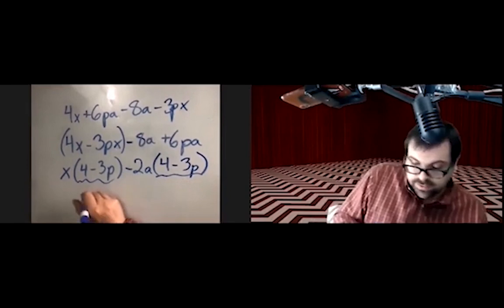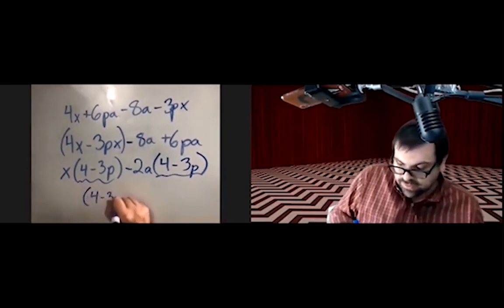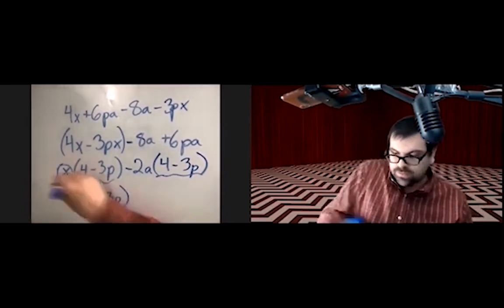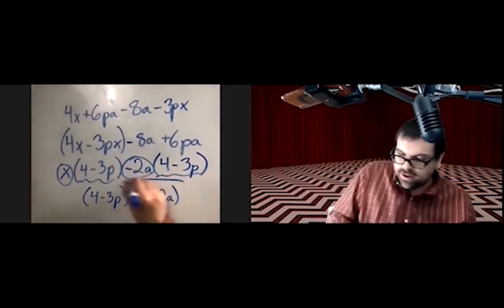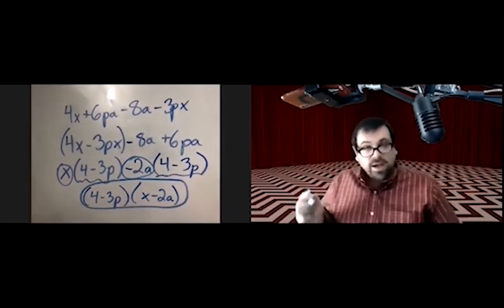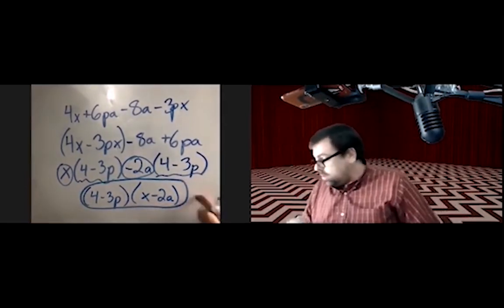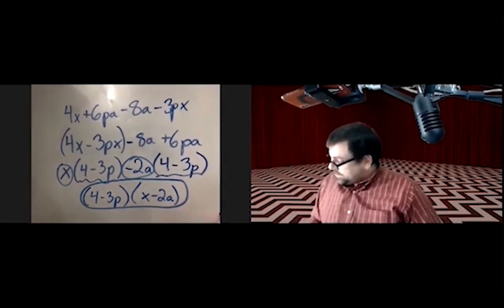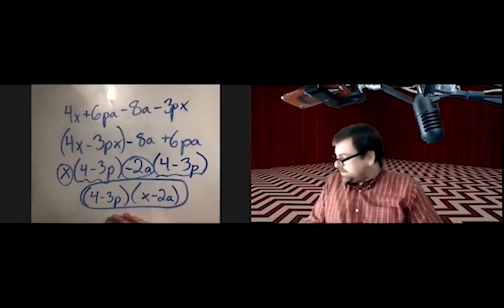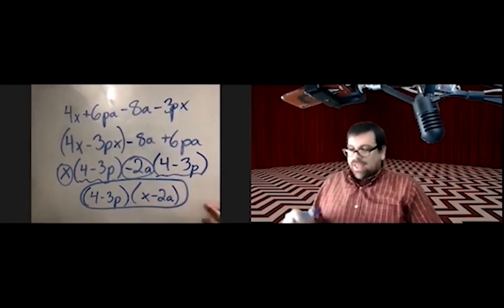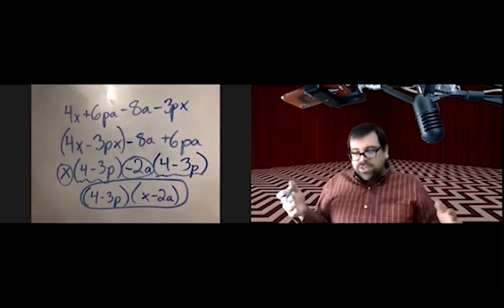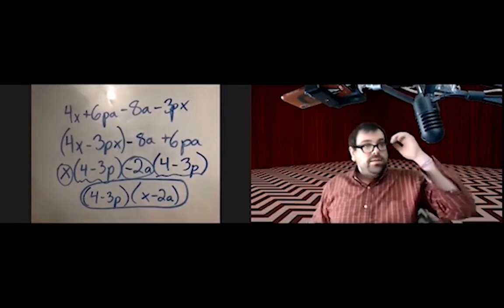Factor that out. Factor out the 4 minus 3p. We're left with x minus 2a. Bingo, bango, and bongo. That's our answer: 4 minus 3p times x minus 2a. And there's another way we could have rearranged it where we would get them in the other order.